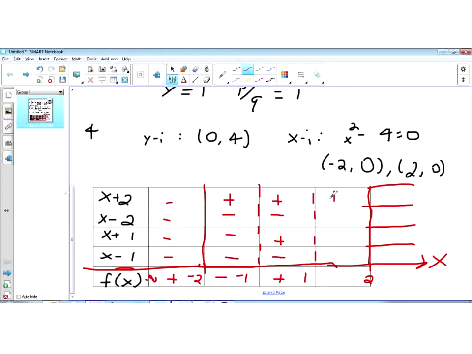How about between 1 and 2? Well, between 1 and 2, this is a positive factor. This is still a negative factor. This is a positive factor. And this is a positive factor. So between 1 and 2, we have an odd number of negatives in the mix of the function. So that makes for a negative output of the function. And so ergo, it would be below the x-axis on this interval from 1 to 2. And then finally, when x is greater than 2, everybody's positive. And so when x is greater than 2, the whole function will be above the x-axis.